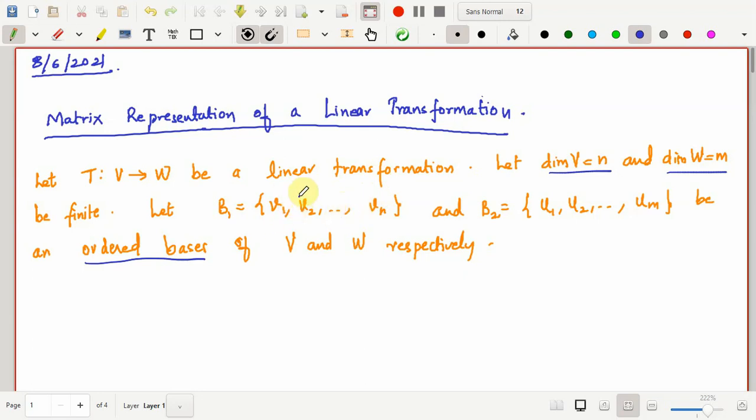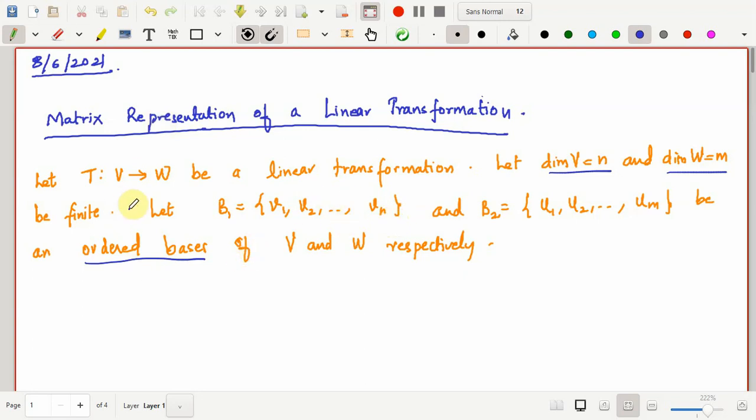So with respect to this order of the basis, we will have a matrix representation of this given linear transformation. We call it an ordered basis because if B1 contains v1, v2 till vn, we cannot say that B1 is the same as v2, v1, v3, v5. So we cannot shuffle the order. That's why they are called an ordered basis.